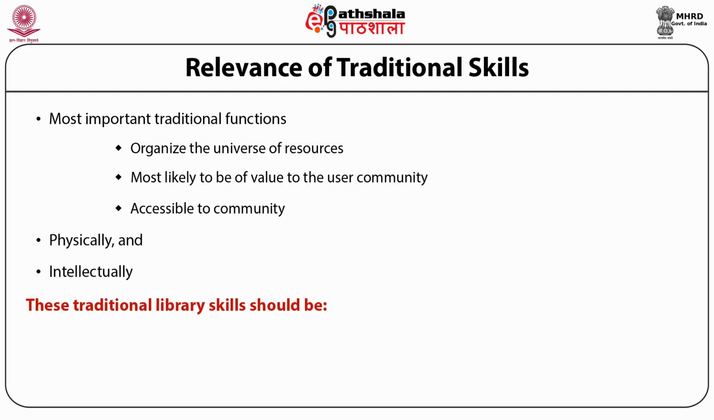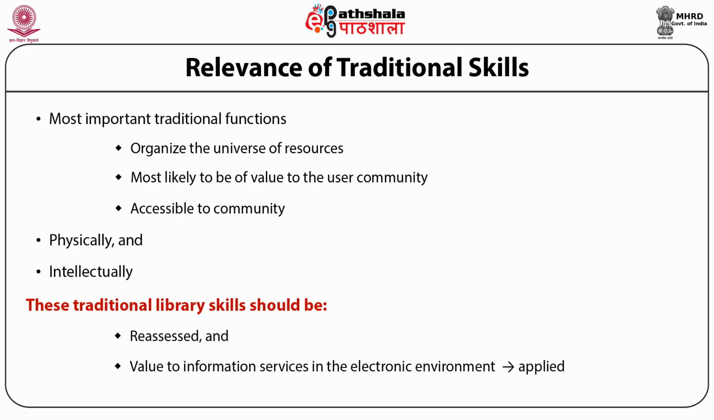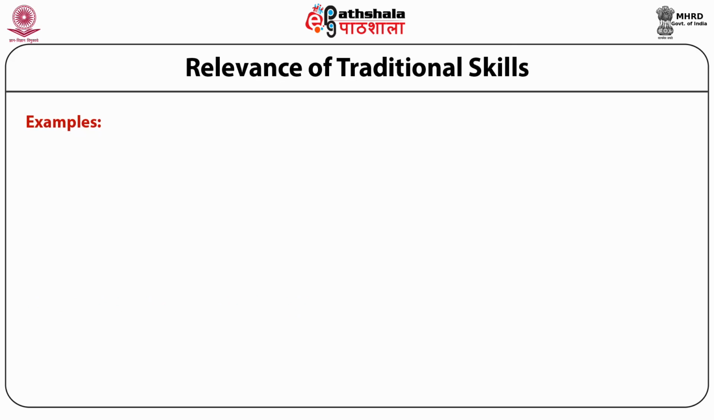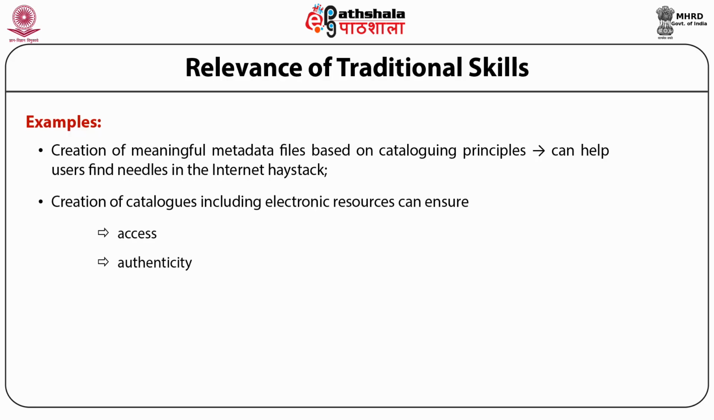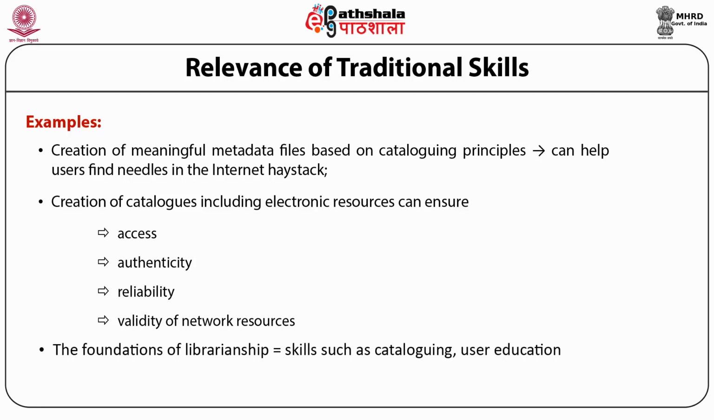The traditional library skills mentioned above should be reassessed, and their value to the information services in the electronic environment must be applied. For example, the creation of meaningful metadata files based on cataloging principles can help users find needles in the internet haystack. The creation of catalogs, including electronic resources, can ensure access, authenticity, reliability, and validity of network resources. The foundations of librarianship, which include skills such as cataloging and user education, are as relevant in an electronic age as they are in a print-based one, and will continue to provide a solid base of skills.